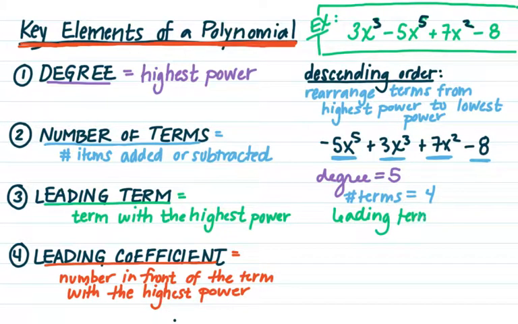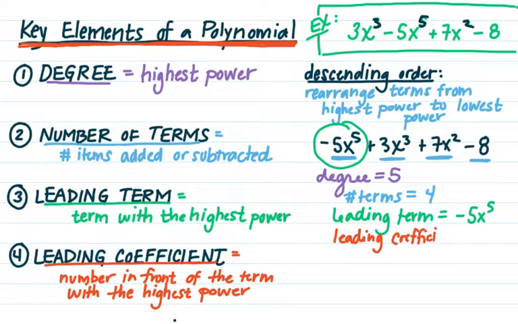So the leading term is the entire term that has the highest power. So in this case, minus 5x to the 5th. And then lastly, we might say, well, what is the leading coefficient? The leading coefficient in this case is the number in front of the term with the highest power. That means the number in front of the leading term. That's the leading coefficient. In this case, minus 5.